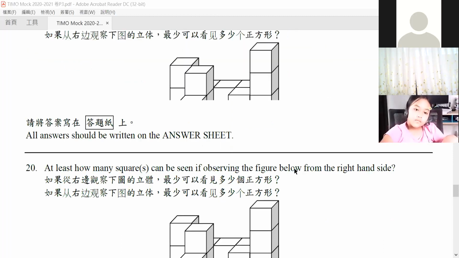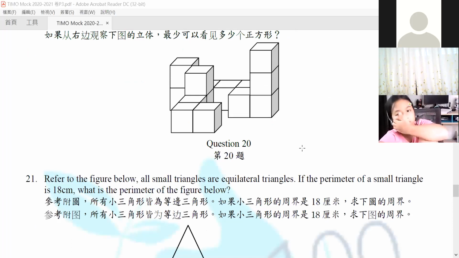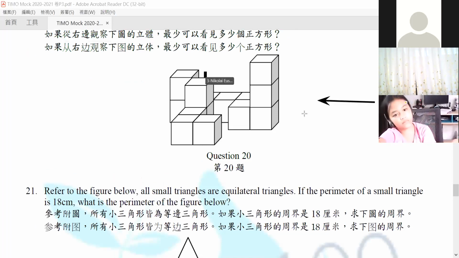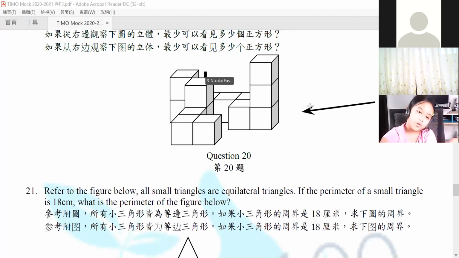Okay, question 20. How many squares? That is difficult. Now notice that it actually says you look at this polygon from the right-hand side.